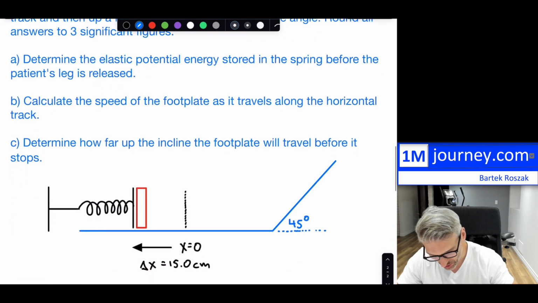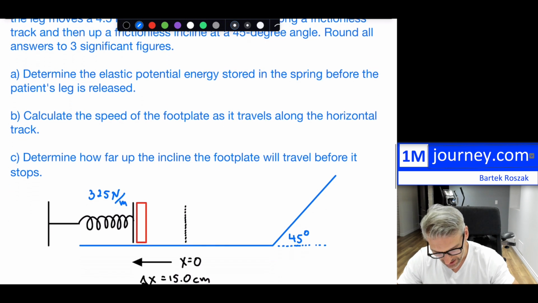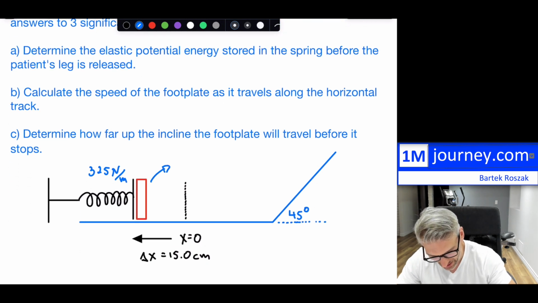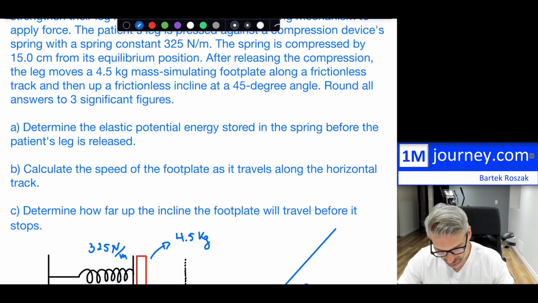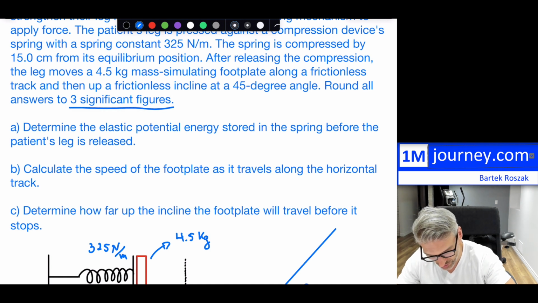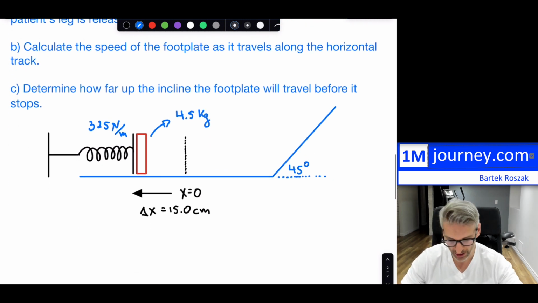So we had a spring constant, that is 325 newtons per meter. That's already in metric standards. We have that this plate, or device, is 4.5 kilograms. That's what we know there. We're supposed to be rounding to 3 significant figures, so we'll do that for our final answers. And we have an angle of 45 degrees, which I drew out. So we have all of this information.